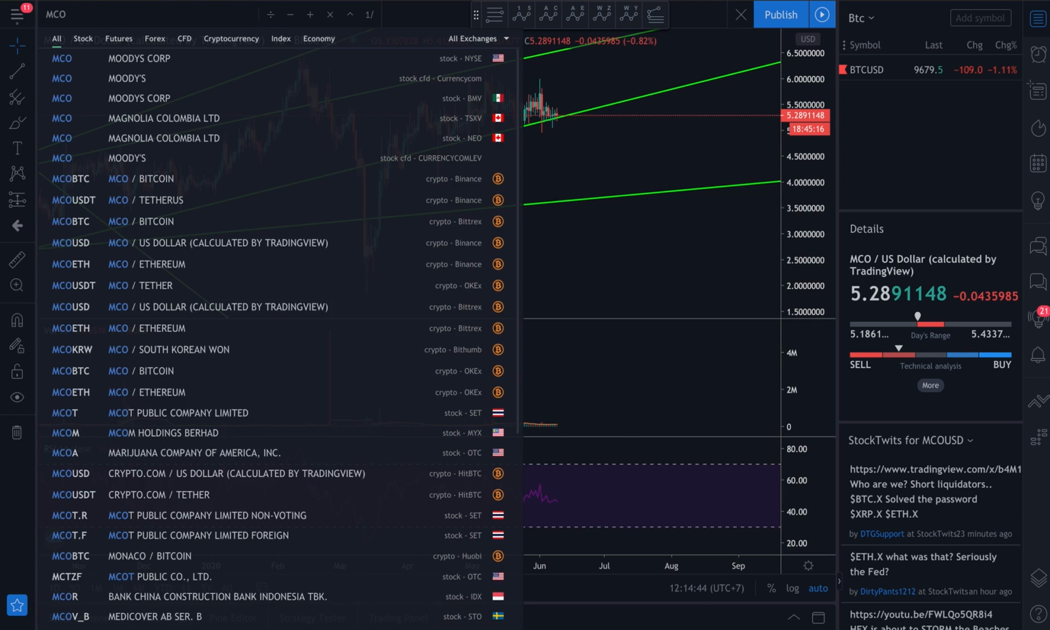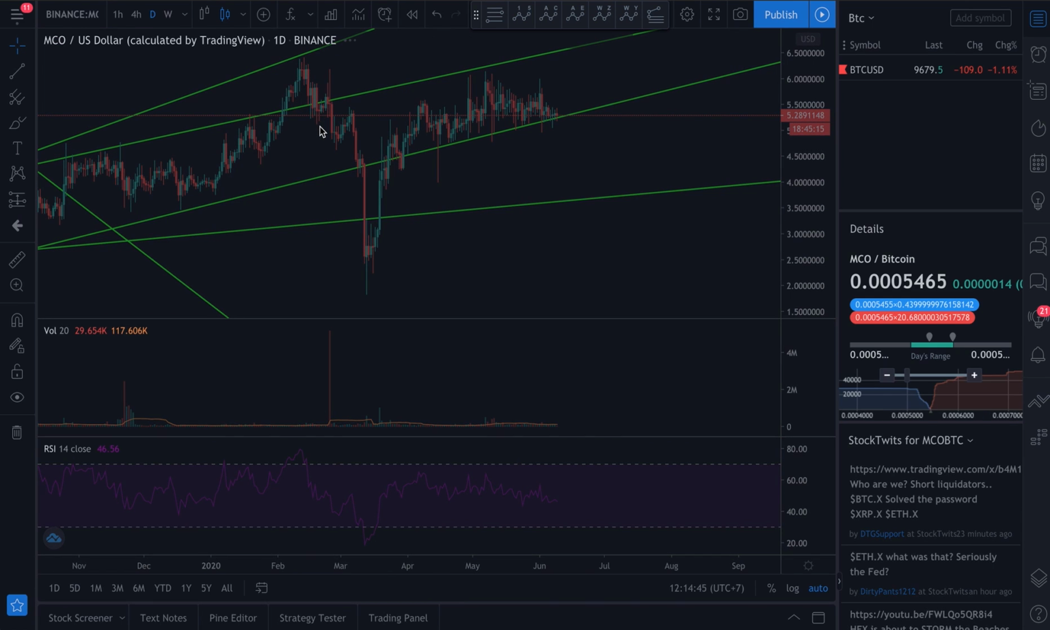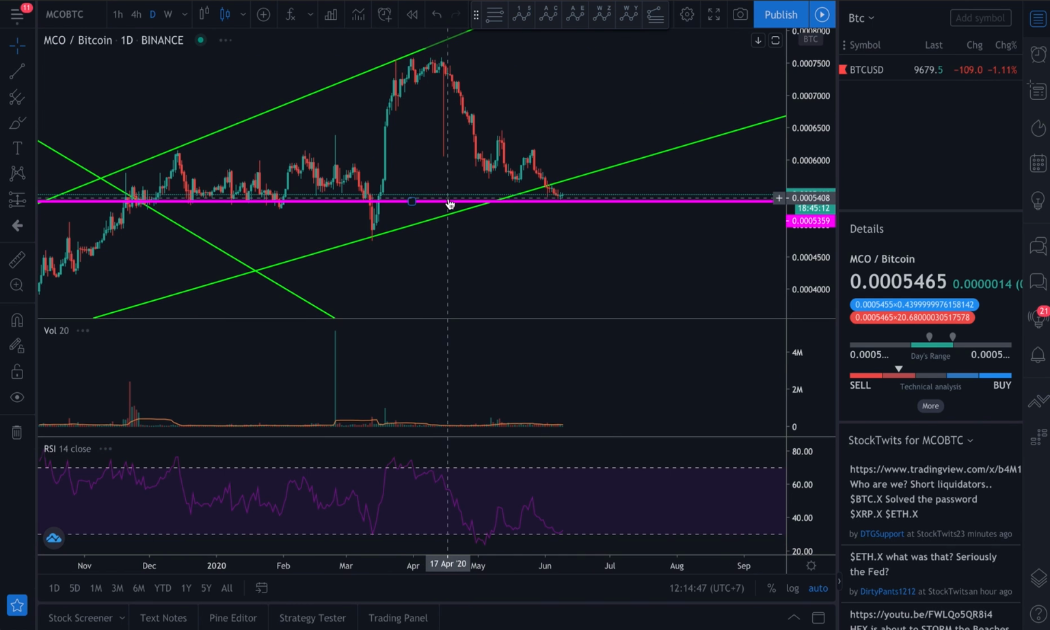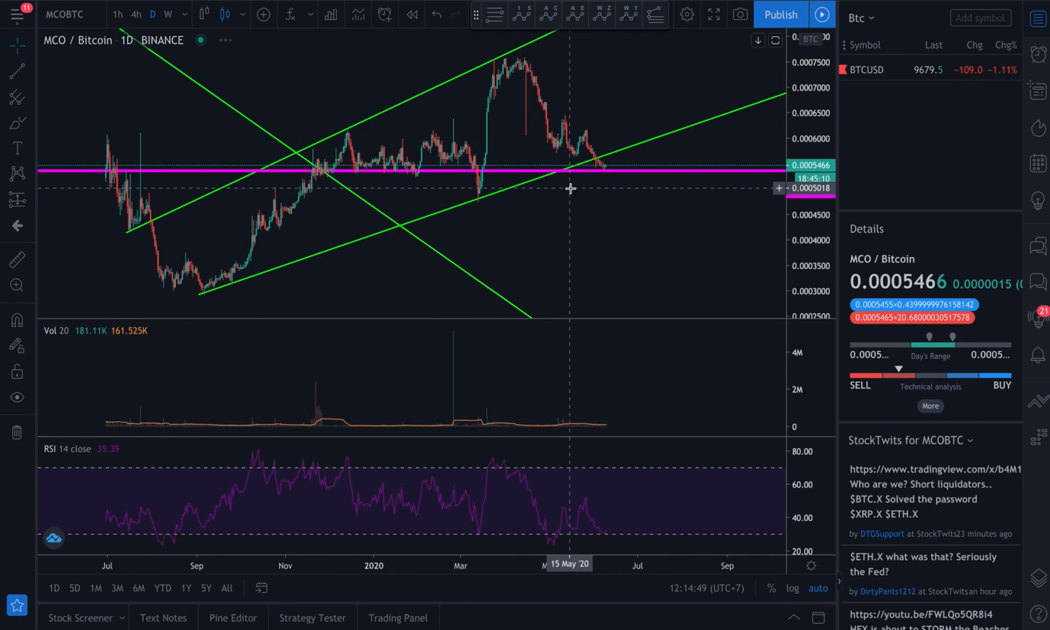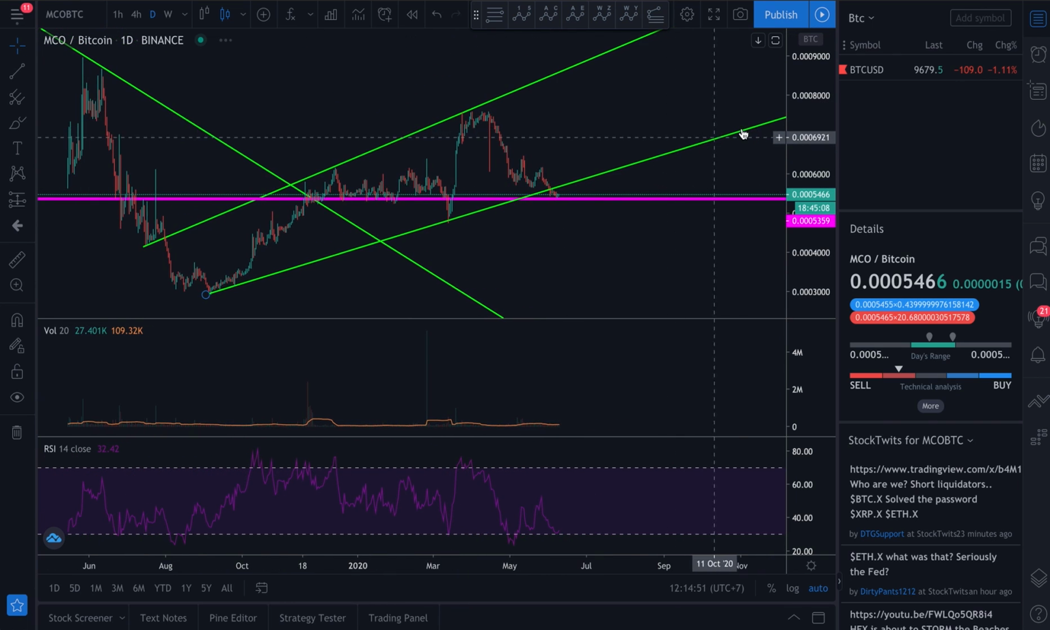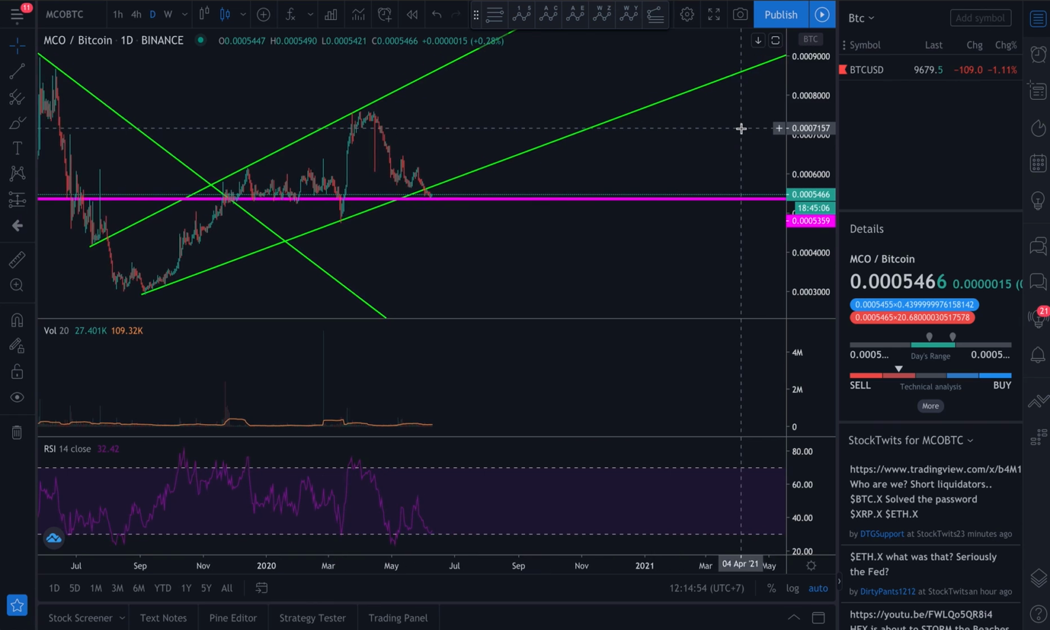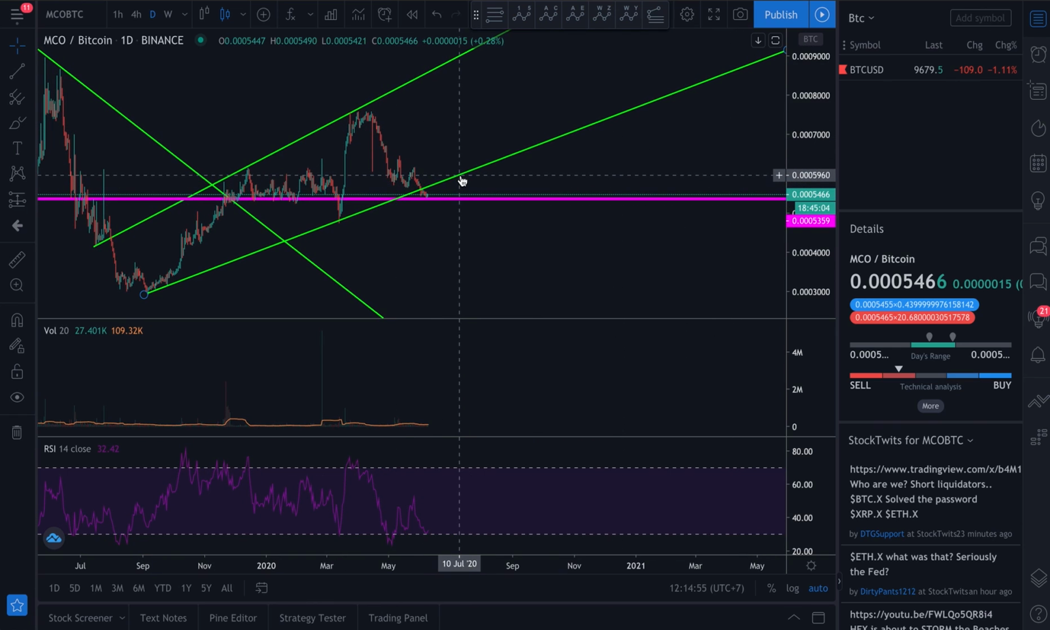But if we compare MCO and Bitcoin, this one was one of the most bullish signs for me. So we can actually adjust this green one to be a little bit lower here.